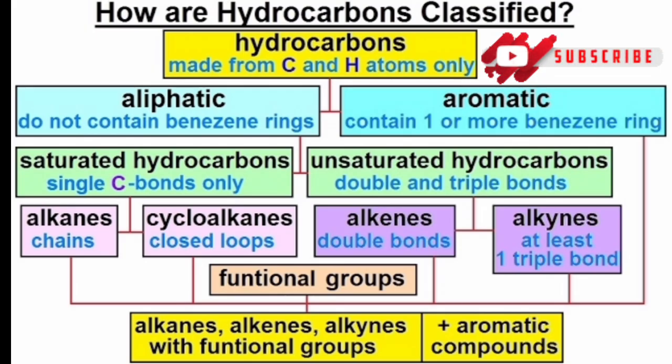aromatic compound, and it is insoluble in water. It has a boiling point of 80 degrees Celsius. The chemical properties of benzene is that benzene undergoes substitution reactions and addition reactions. Okay, of course, benzene can also behave like an alkene, right?